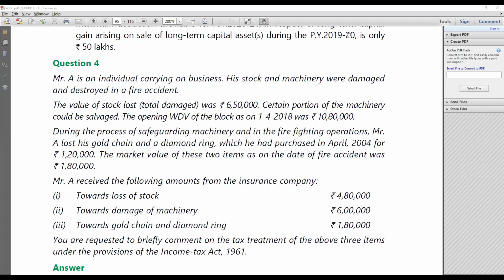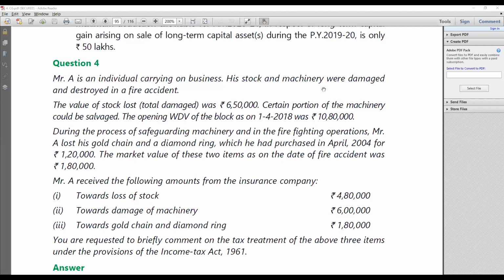And any income to be included here, that is the insurance amount received against the stock, will be an income from PGBP, and any loss on account of damaged or destroyed stock will be charged to our P&L. That is, 4,80,000 will form part of our income in the income and expenditure account or P&L account, and 6,50,000 will form part of our expenses in the P&L account.